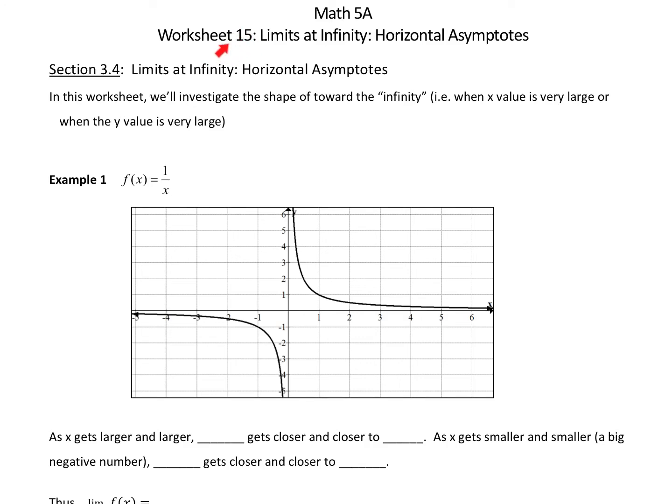Welcome to worksheet number 15, limits to infinity, horizontal asymptotes. This corresponds to book section number 3.4.